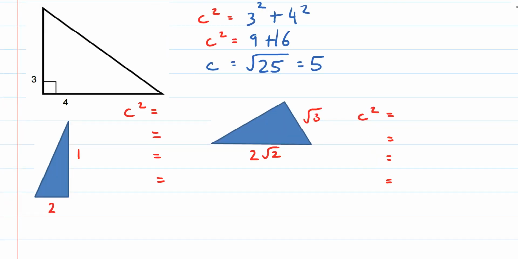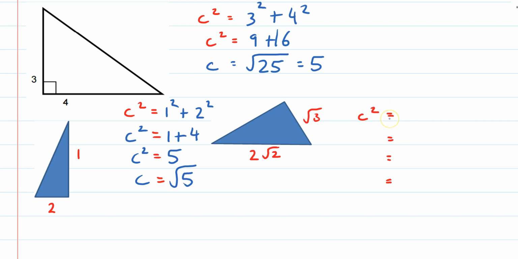A couple more here, so c squared equals 1 squared plus 2 squared. c squared equals 1 plus 4. c squared equals 5, meaning that c equals the square root of 5. And that's a perfectly acceptable answer. We can leave it as a surd. We'd obviously want to simplify any surds, but can leave that one as a surd.